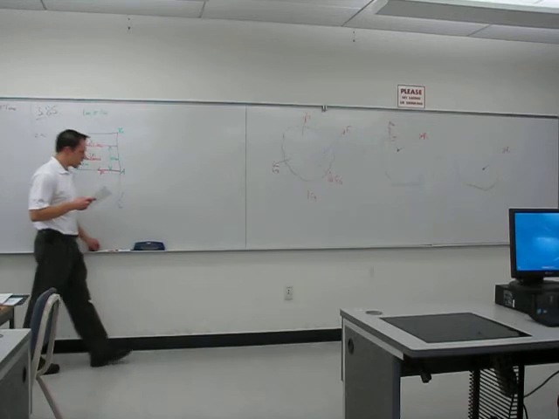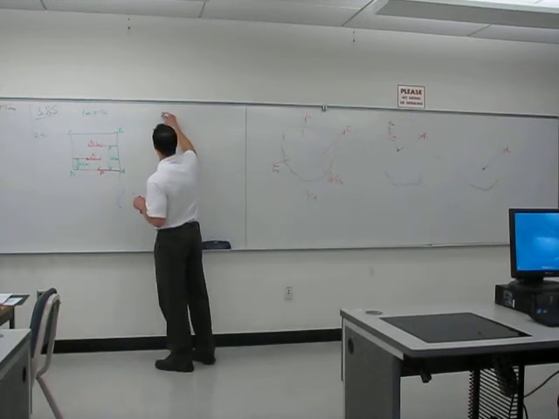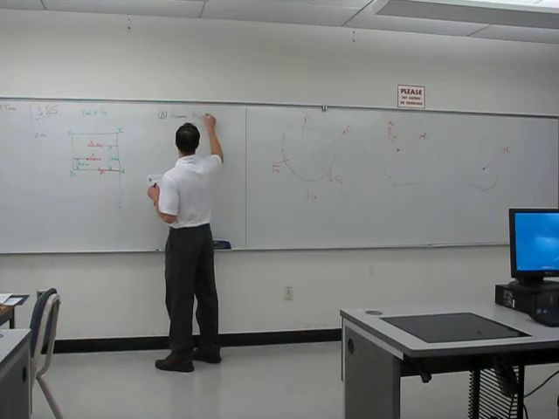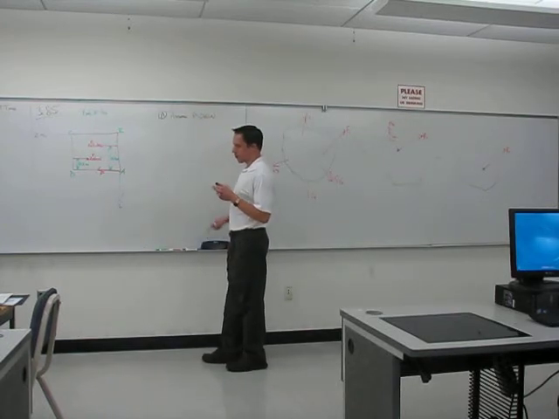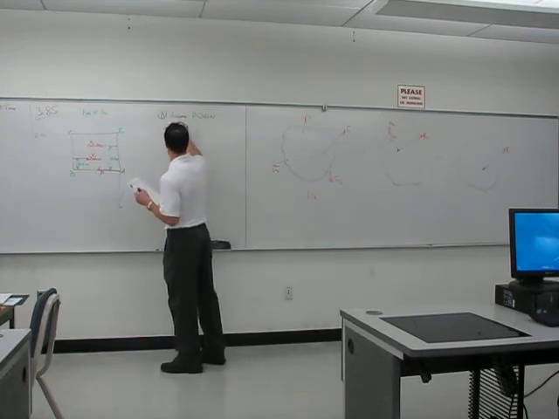Okay, so let's see what they ask us to do. Part A. Here they tell us to assume that P is equal to 240 newtons. They want us to replace these three forces with an equivalent force couple system at A.